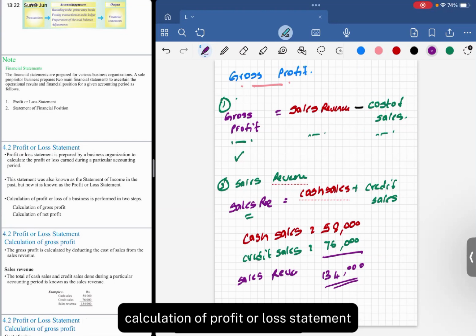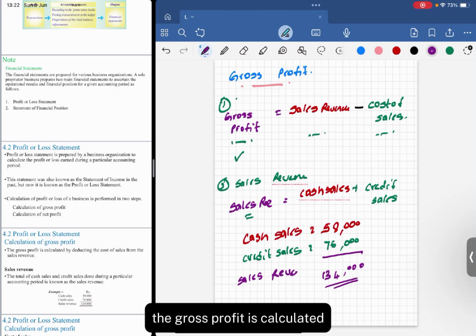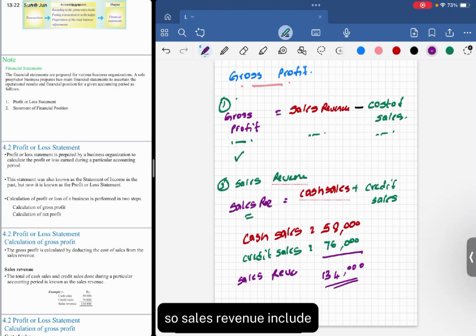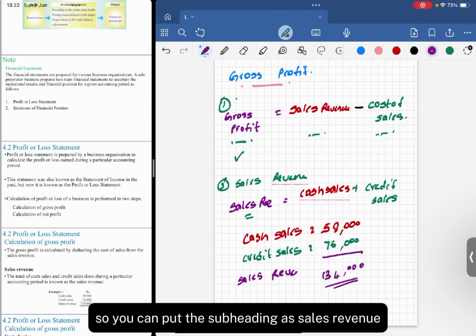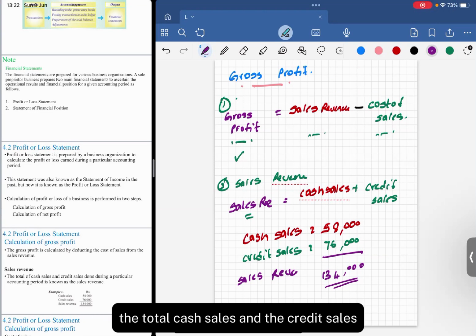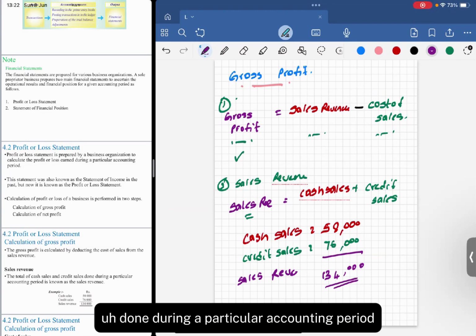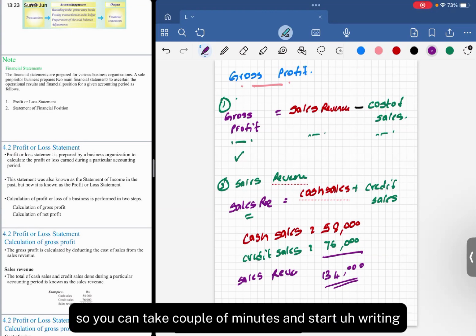Calculation of profit or loss statement of a business is performed in two steps: calculation of gross profit and calculation of net profit. The gross profit is calculated by deducting the cost of sales from the sales revenue. Then you can put the subheading as sales revenue, and then the total cash sales and the credit sales done during a particular accounting period is known as the sales revenue. So cash sales and credit sales, the total will be the sales revenue. You can take a couple of minutes and start writing.